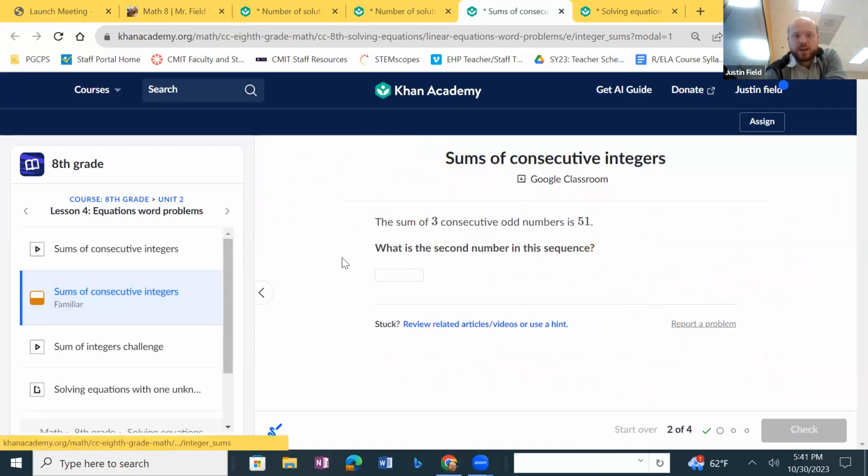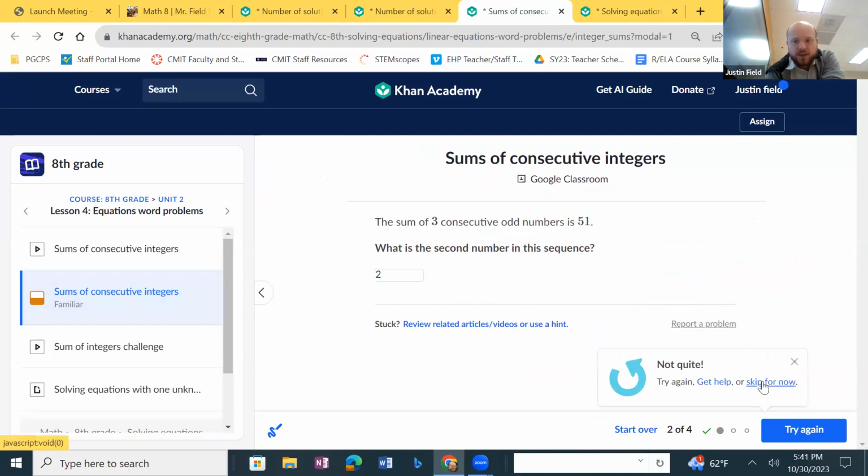Okay, so this is the second consecutive odd number, so I'm just going to skip past that. It would be the same. We would do x plus 2, x plus 4 equals 51. And so you can try that.